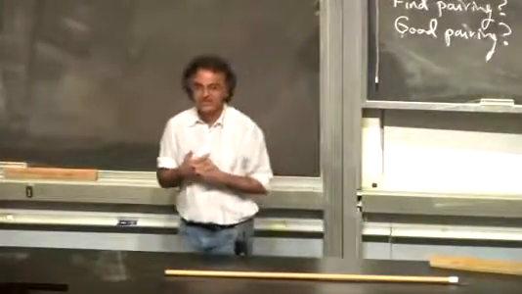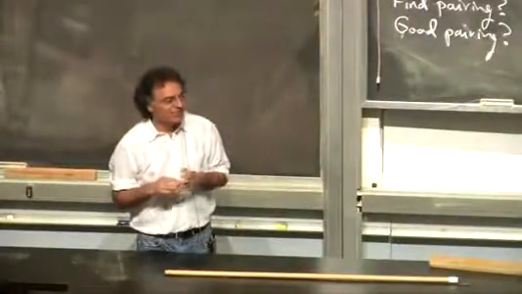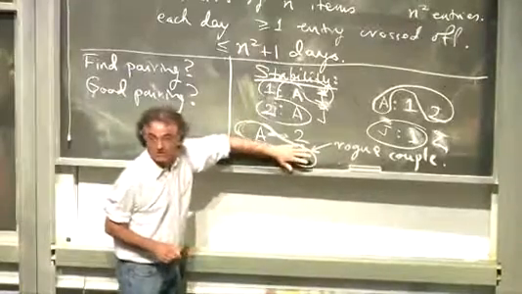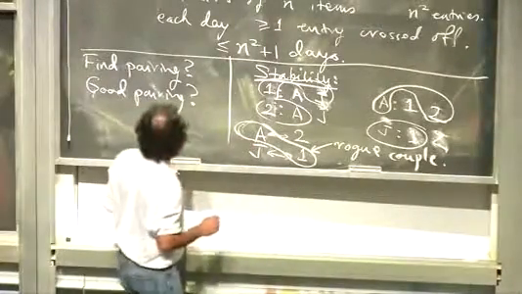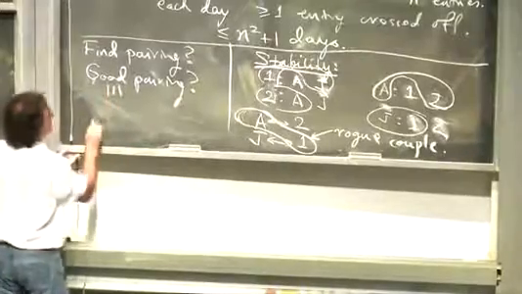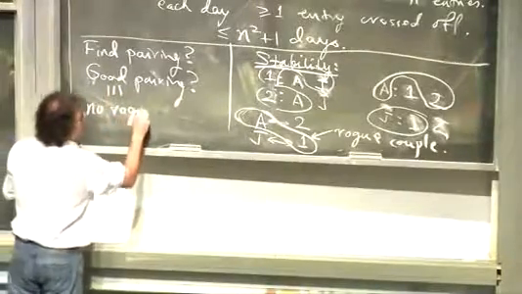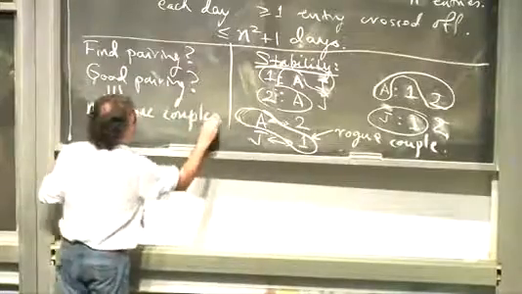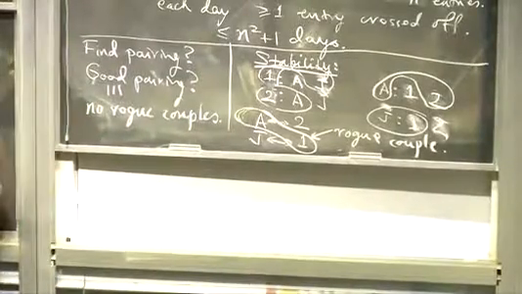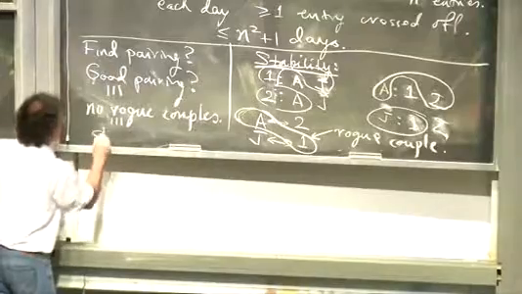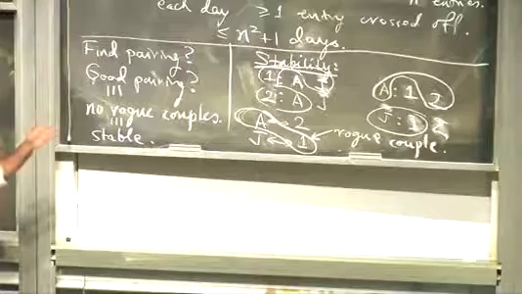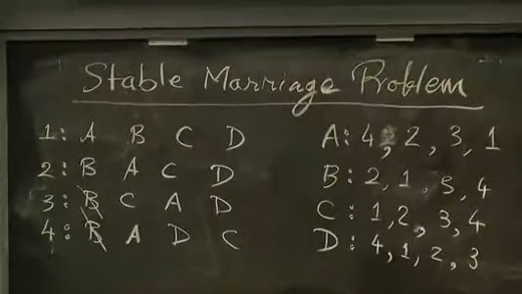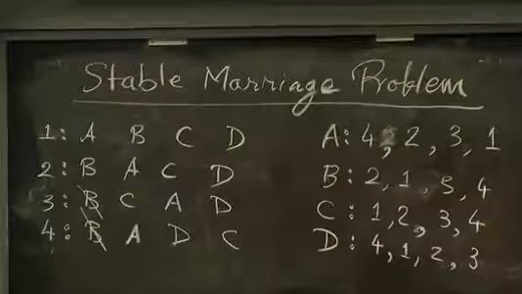So our notion of a good pairing is one which has no rogue couples. So good is equal to no rogue couples. And we'll call that stable, hence the name, stable marriage problem. So that's what we are trying after. So our problem now is well defined. That's what we are after.